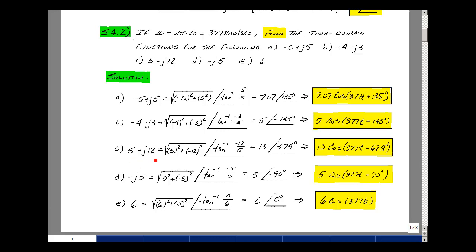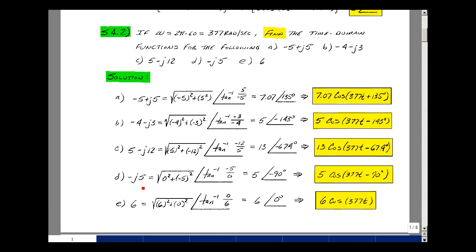Next one is 5 minus j12. Real part squared, imaginary part squared, square root gives me 13. The arctangent of the imaginary term over the real term is a minus 67.4 degrees. That's in the fourth quadrant, and that's consistent with the fact that we've got a positive real part and a negative imaginary part. So our time function is 13 times the cosine of omega t minus 67.4 degrees.